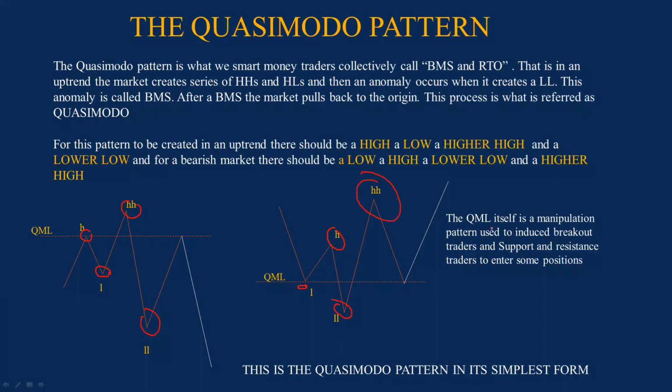The QML itself is a manipulation. It induces traders who are buying support and resistance to enter positions. For instance, we are selling. Some people see this as support and buy here, then the market trades below it to break it. People also buy a breakout and come in. All of that process is manipulation. But just understand it as a break in market structure in its simplest form.